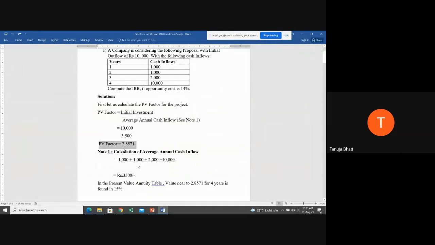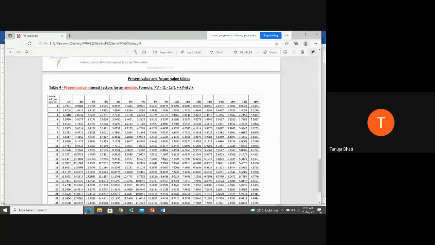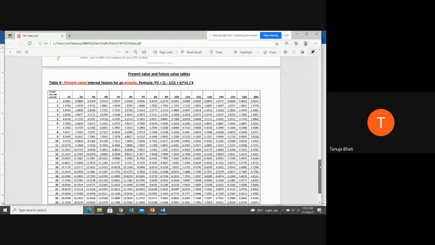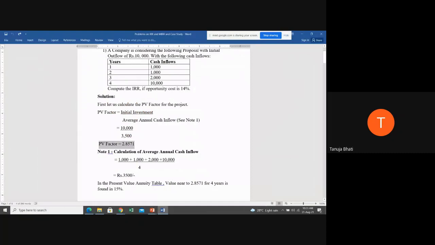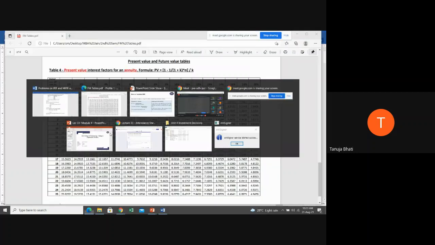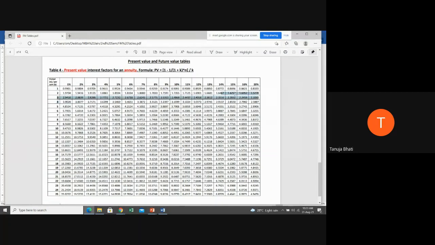Then use the annuity table to obtain the IRR. We have to see for the number of years, which is 4. So for 4 years, if the PV factor is 2.8571, then what is the rate? We go to the FM tables, table number 4, present value interest factor for an annuity. Since here it is a present value factor for multiple cash flows, which is an annuity, you have to see the row where the number of years is 4. Do not see any other year, because the number of years given in the problem is 4. Only in this particular row you will be searching for your answer.